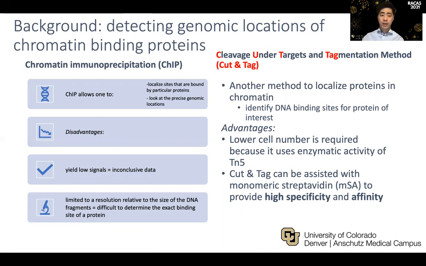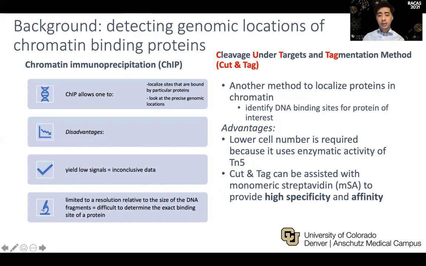There are several disadvantages to this. If you have a low cell count, you'll produce low signals and low yield, resulting in inconclusive data. In addition to this, the size of protein fragments or the DNA fragments that you may be investigating are limited to the resolution that the data may produce, resulting in difficulty in trying to determine the exact binding site of a protein.